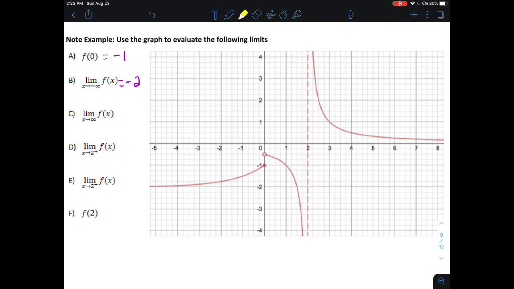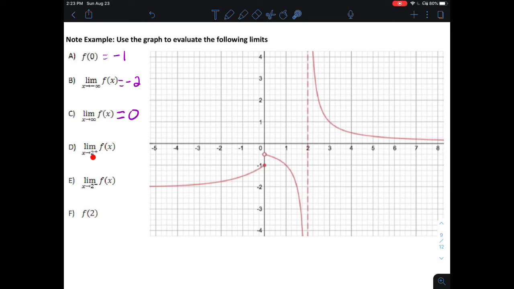Now let's look at the right-hand side. So as x heads towards positive infinity for part C, what is the graph doing? It's headed way off here to the right. It looks like it's leveling off. We're going to get very close to the x-axis. So we'll say that limit equals 0.